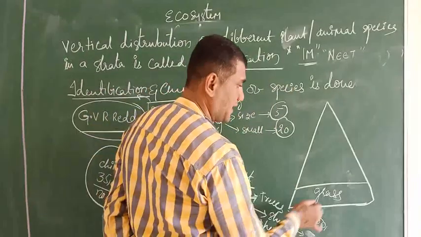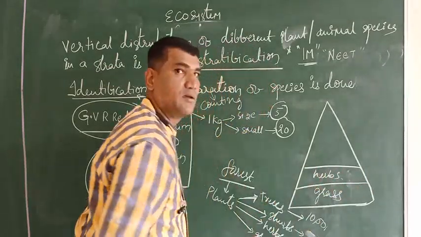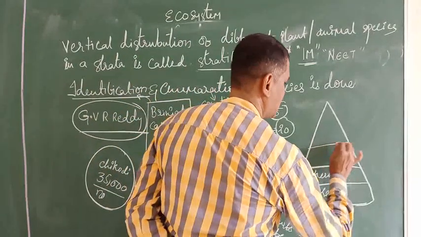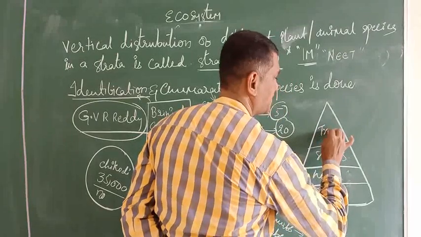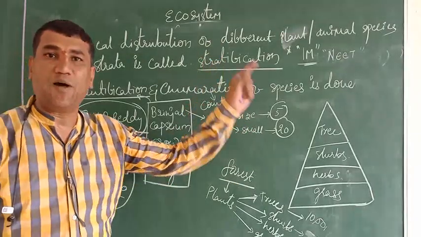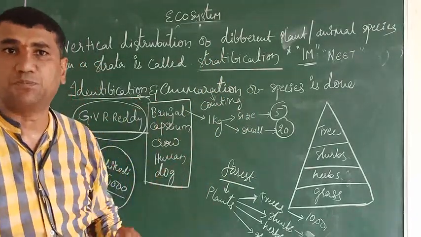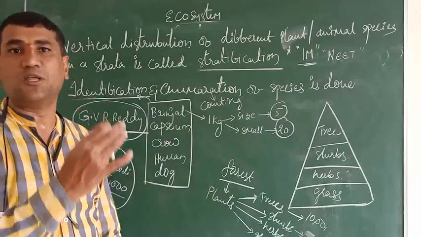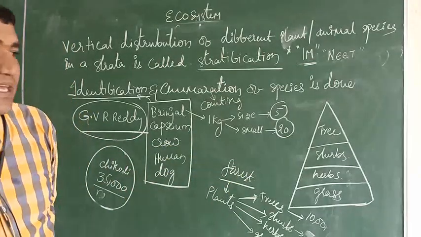And the next one, herbs. Second place, herbs. Third place, shrubs. And fourth place, tree. So this type of arrangement of the organisms of a particular species by counting the number, one above the other, is called stratification.